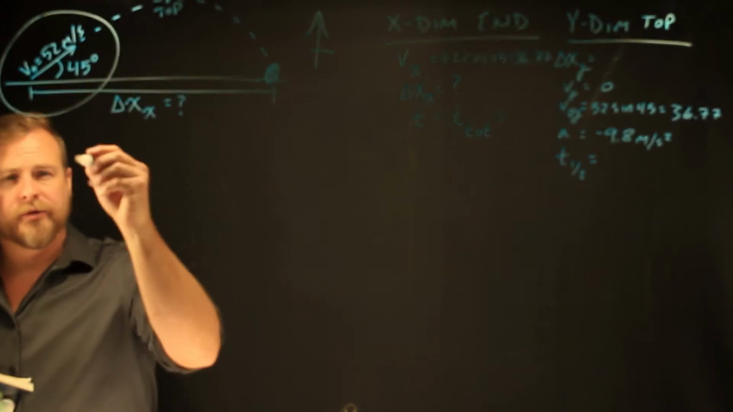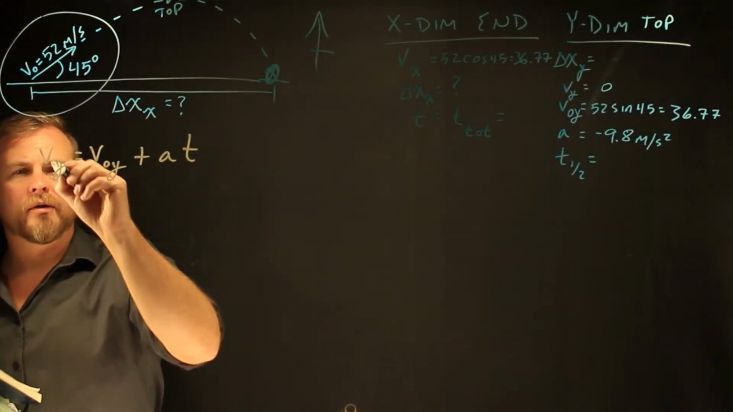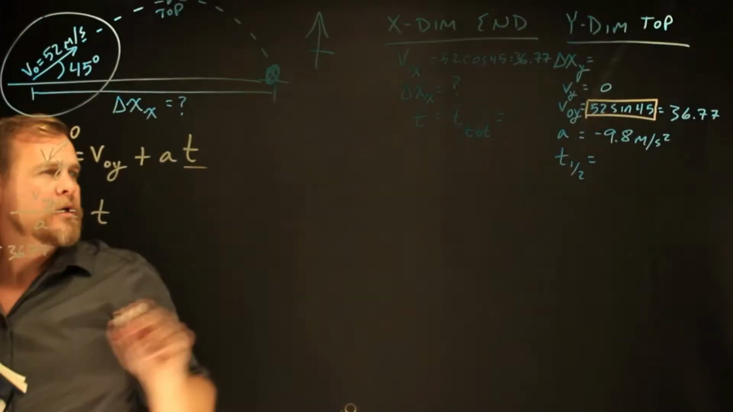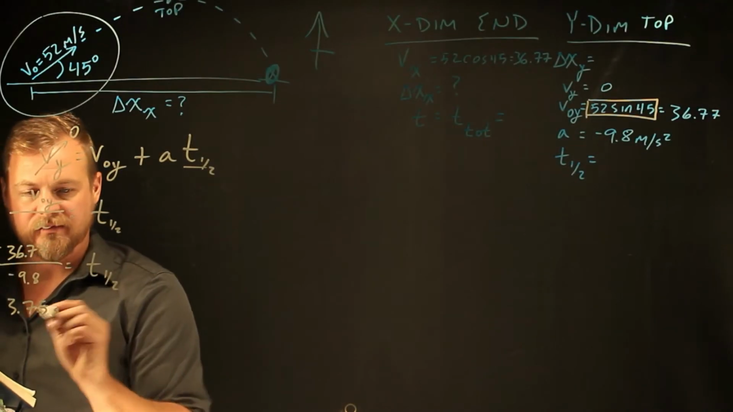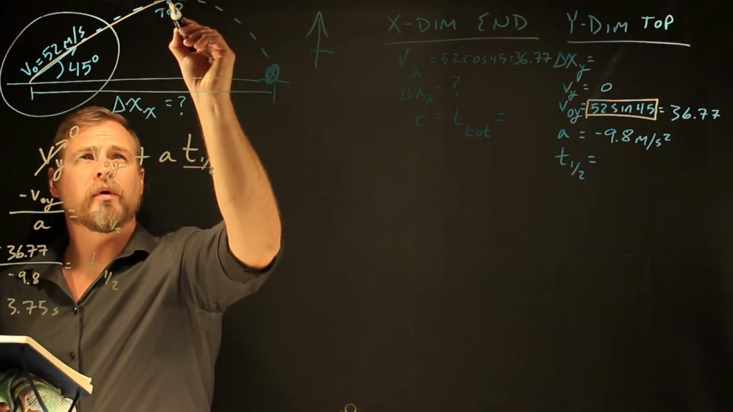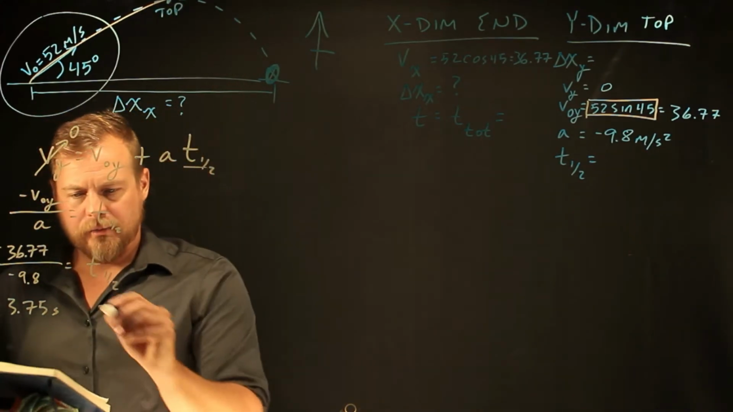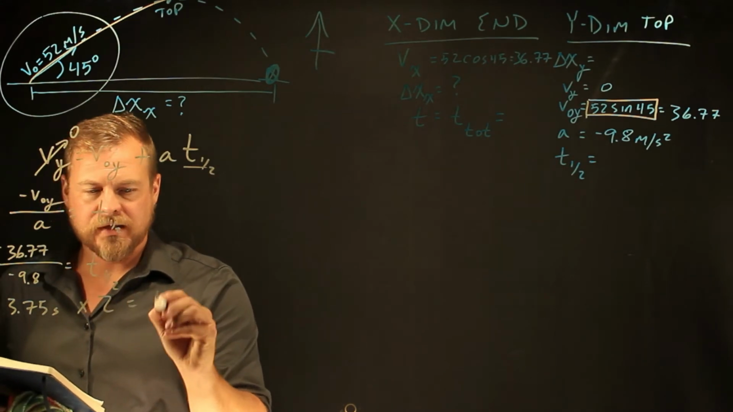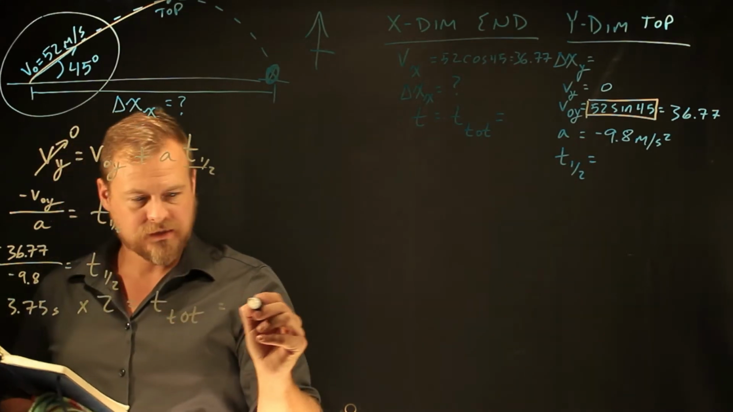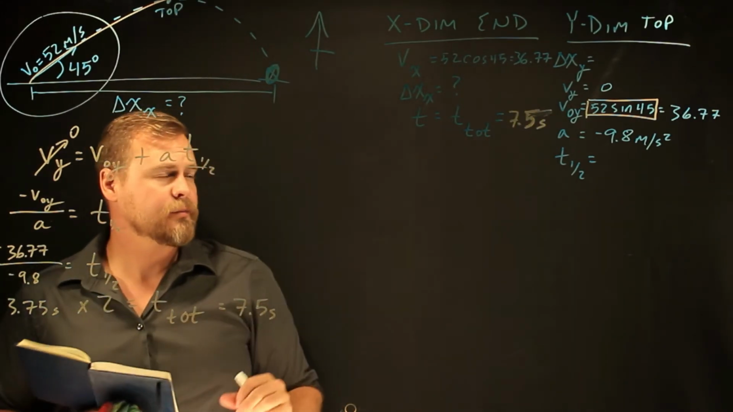So I'm going to use, and then I'm going to the top point here, and so I know that this term is 0. I get 3.75 seconds, and that gets me to this point right here. So I'm going to take that time, I'll multiply that by 2 to get to t tot, 7.5 seconds. That's going to get put into my x dimension.